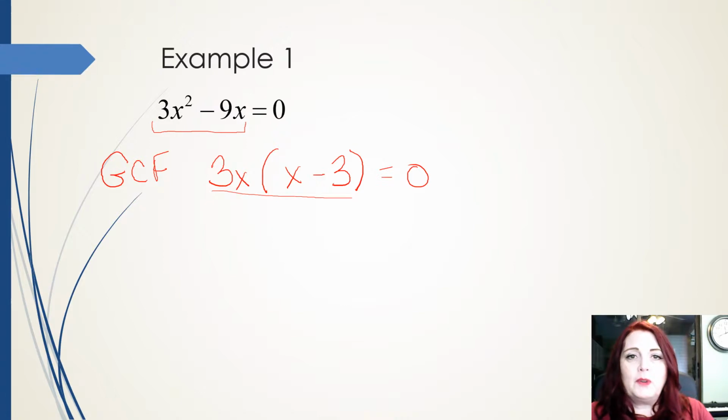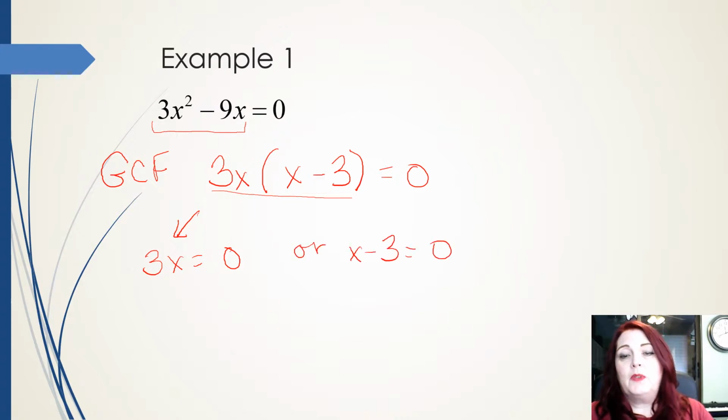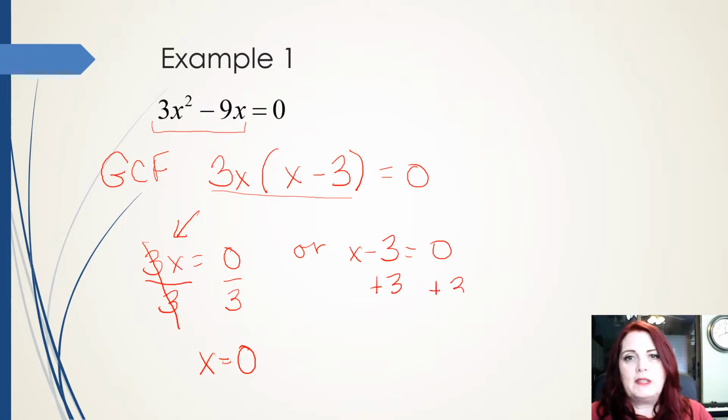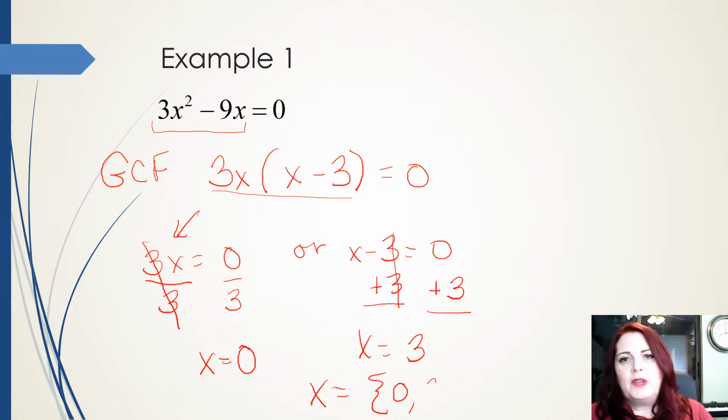Now the zero product theorem states that either 3x is equal to 0 or x minus 3 is equal to 0. We're going to solve for both and find the possible solutions. On 3x equals 0, I'm going to divide by 3 so that these cancel out, and I have just x is equal to 0. On this other one, I've got x minus 3 is equal to 0, so I'm going to add 3 to each side to get x all by itself. That cancels out. We get x is equal to 3. So my solution, we're going to state x is equal to the set of 0 and 3.